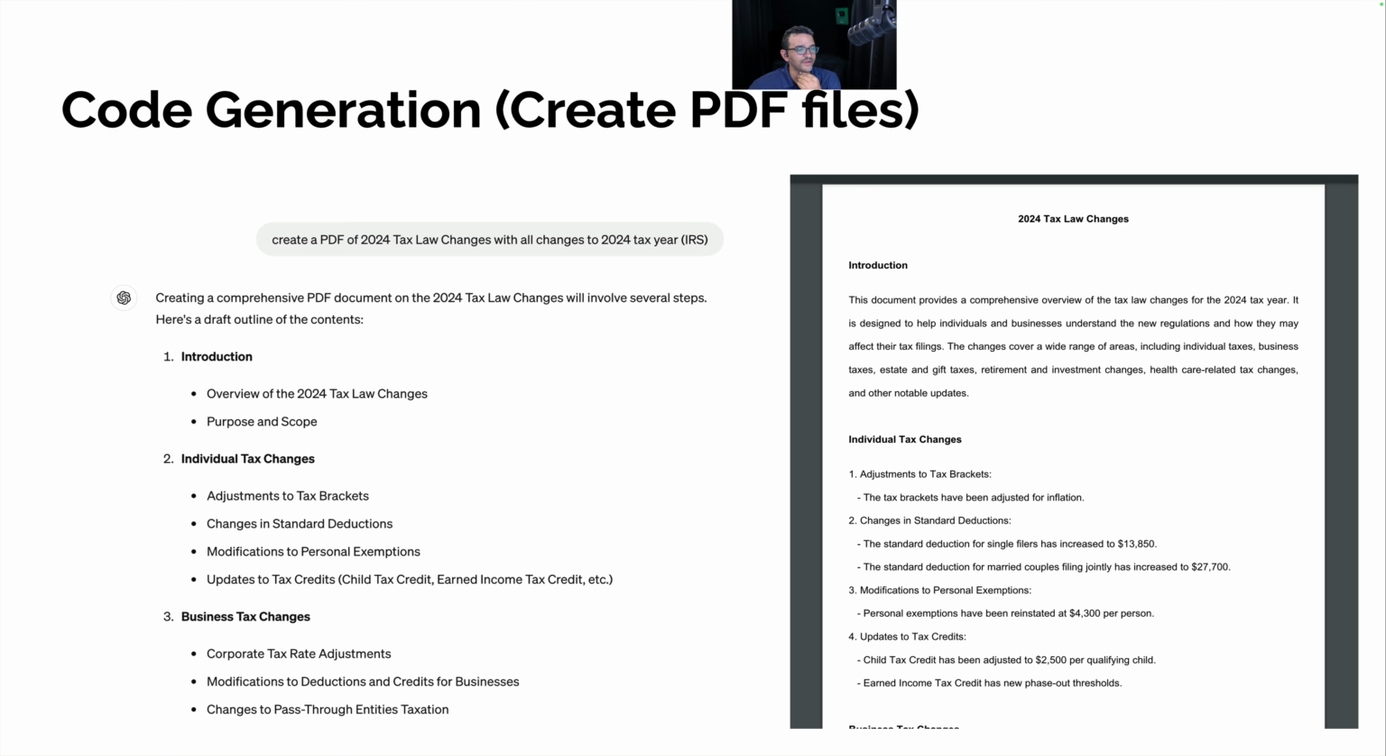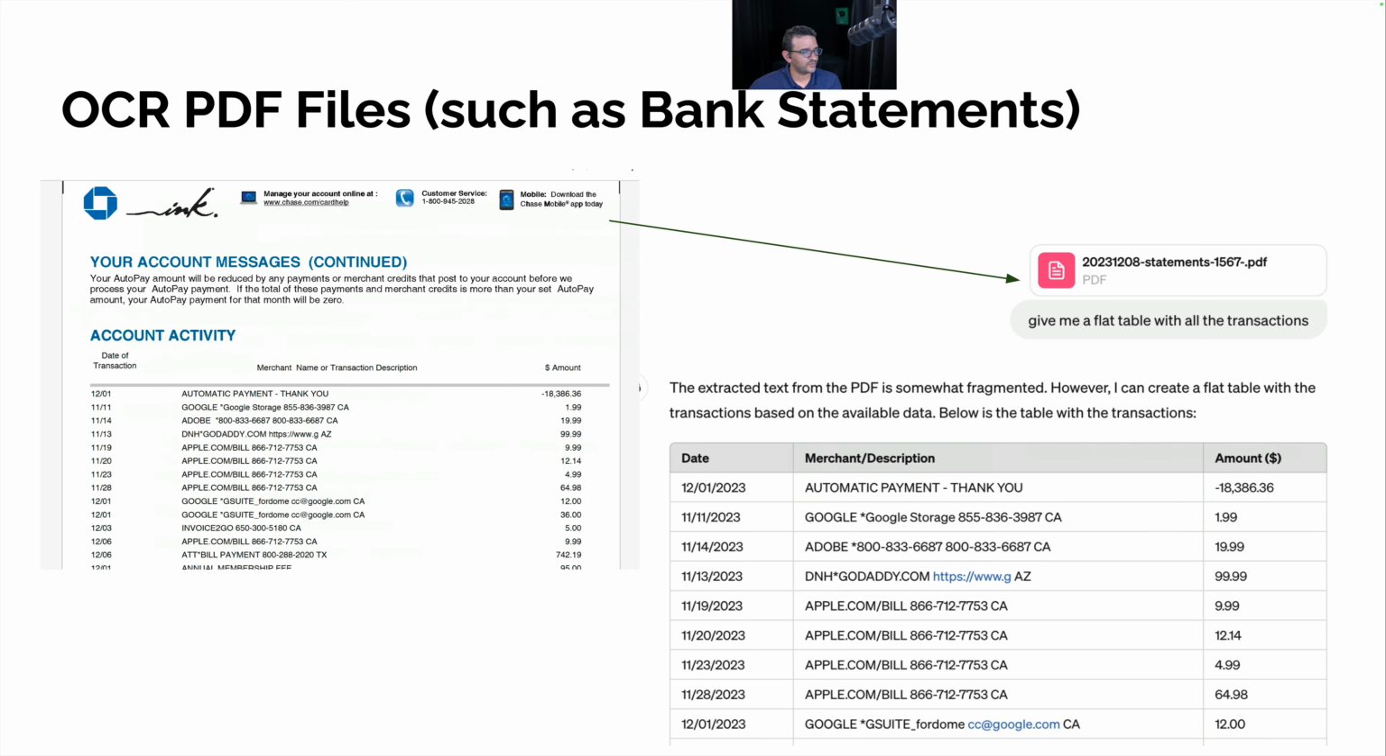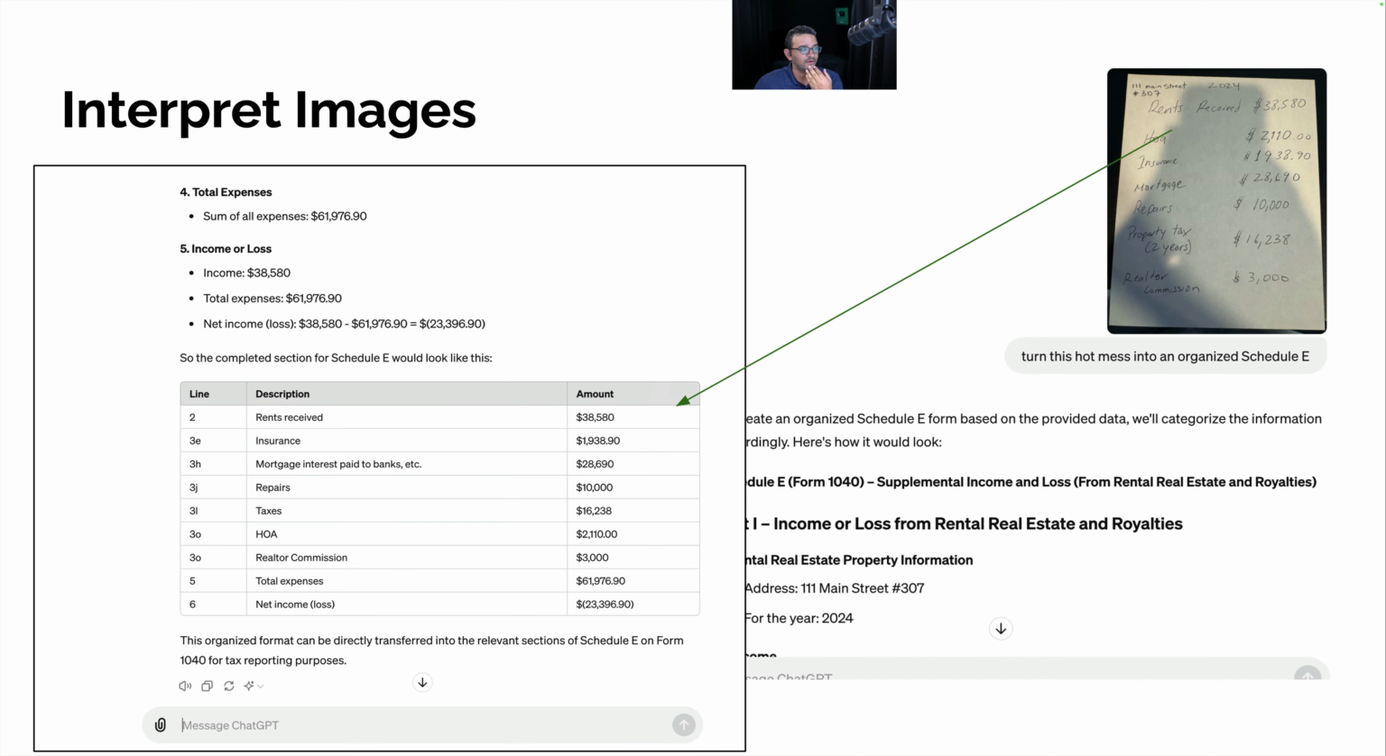Or you can say, create a PDF document that shows the tax law changes for 2024. Or what's probably one of the most interesting approaches to all this is upload a PDF bank statement or credit card statement and say, break these things down for me. I know there's great apps out there that do this, but it's going to be a world where all these things will be obsolete. You could take a purchase order or a bill that was given to you from a vendor and have it break things down that way.